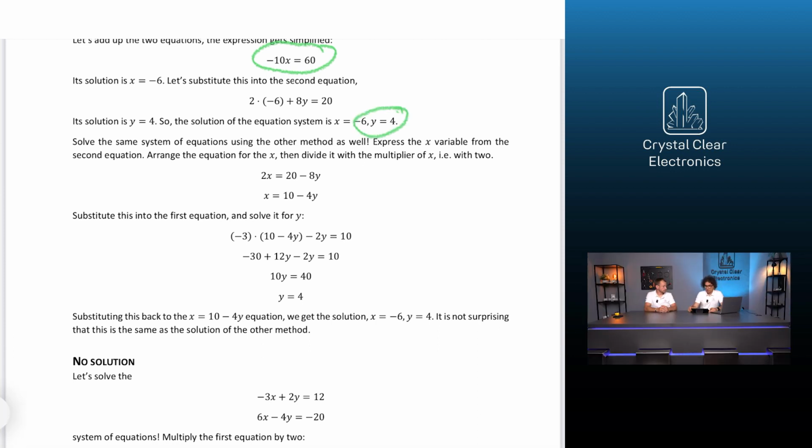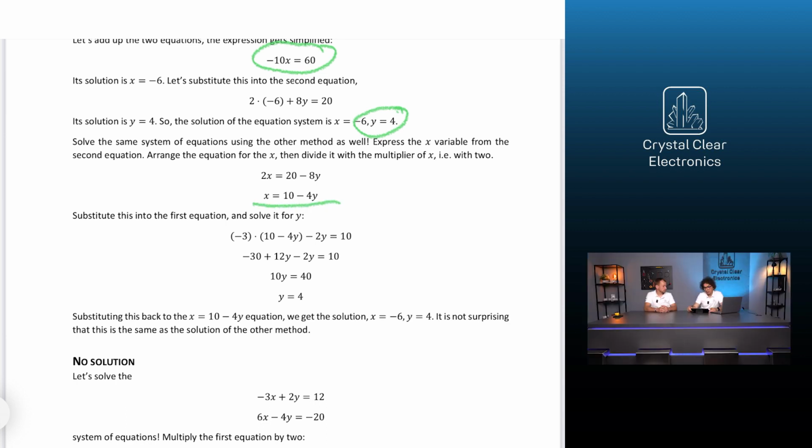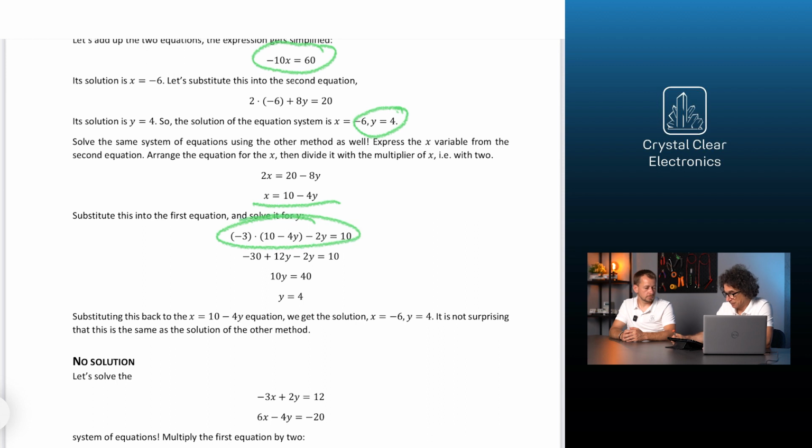Solve the same system of equations using the other method as well. Express the x variable from the second equation, then substitute into the first equation. This gives us an equation for y, which we can solve, substituting this back in to get the solutions. Obviously, we get the same pair of solutions.